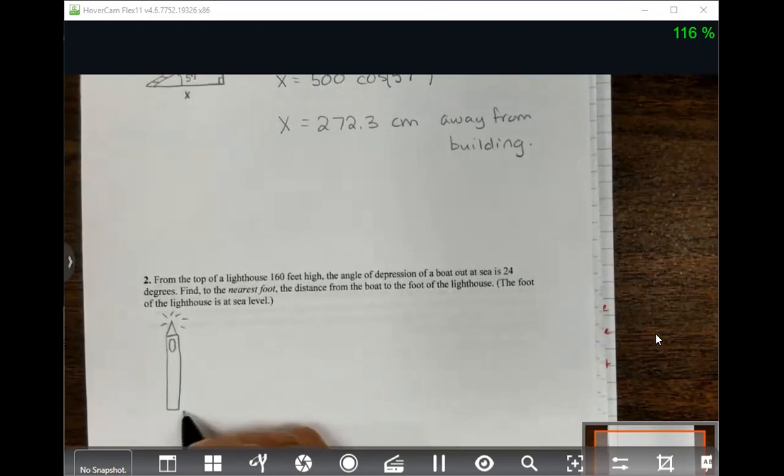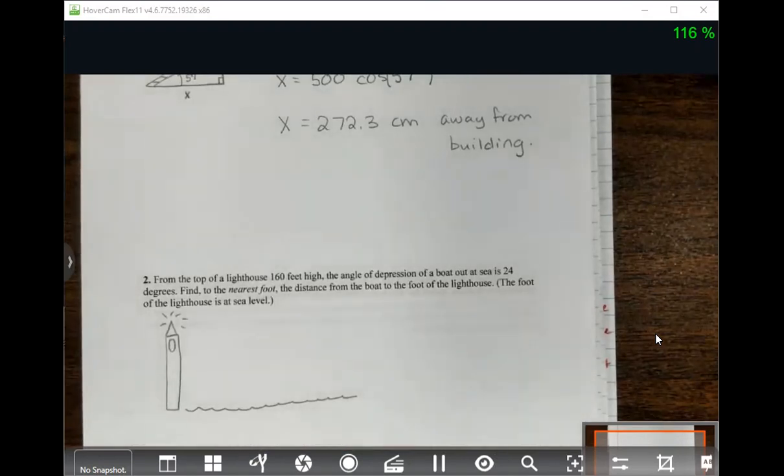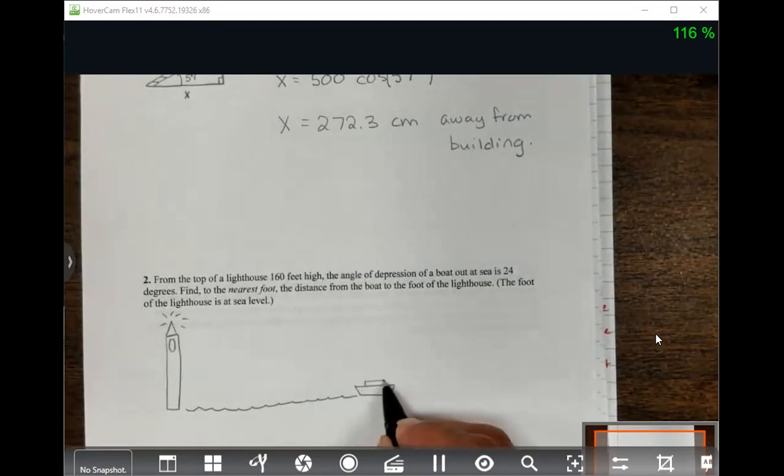Okay, look, here's the sea. That's pretty dang good, isn't it? That's pretty good sea right there. And there's the boat. Oh my God. Actually not bad.